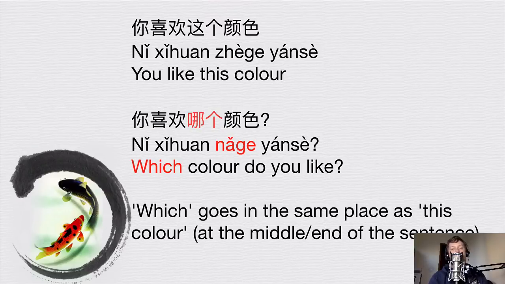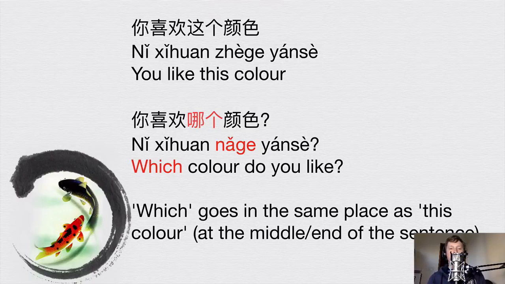And the word order here is exactly the same as the English sentence. So if we wanted to ask, which color do you like? It would go in the same place as this color, towards the end of the sentence, before the color. So, which color do you like would be 你喜欢哪个颜色? Or some people would pronounce this a little differently. Which color do you like?